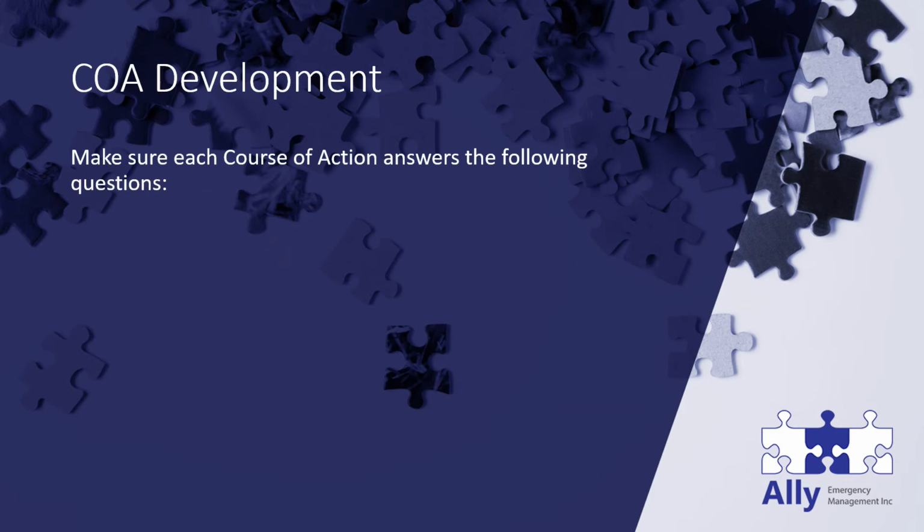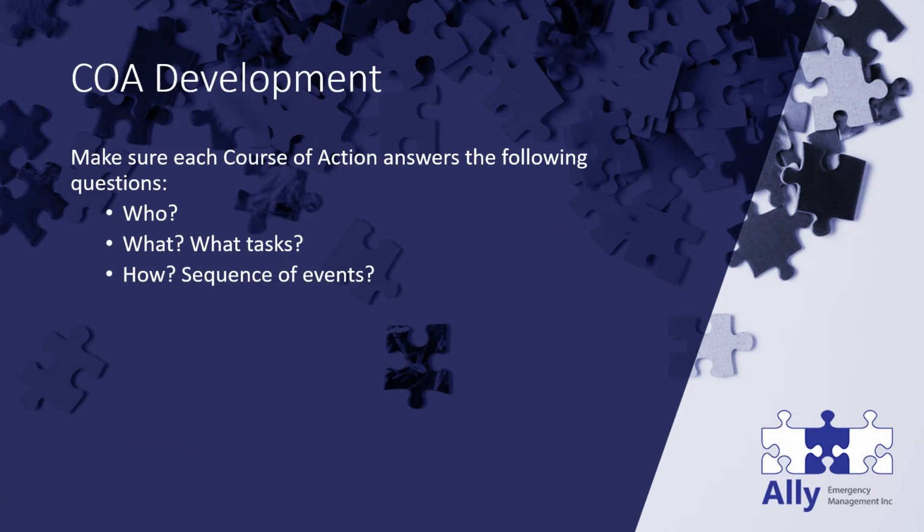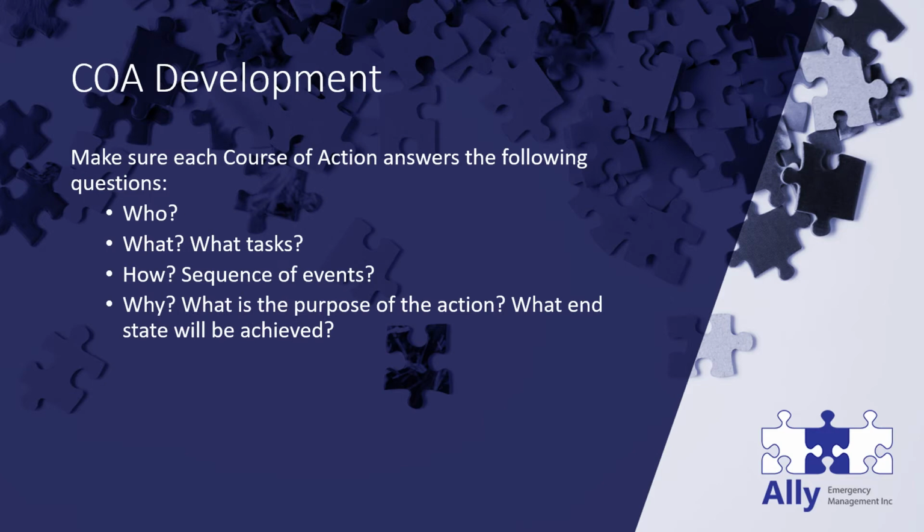Whatever your course of action is, you need to make sure that it answers the following questions. Who, what, in terms of what tasks need to be done, how, your sequencing and your phasing, why, and this sort of ties to your mission analysis we talked about in previous slides. What's the purpose of the action? How does it move you towards achieving the mission? And what's your end state? What does success look like? Where are you going to do it? When?